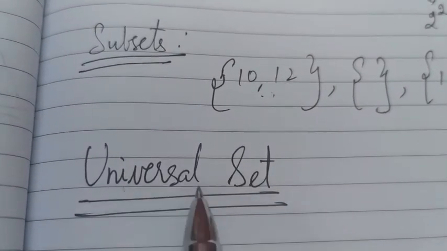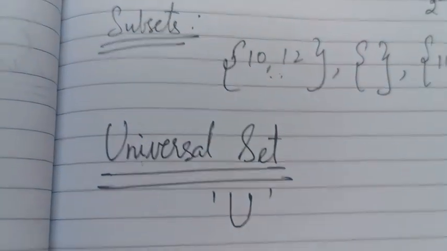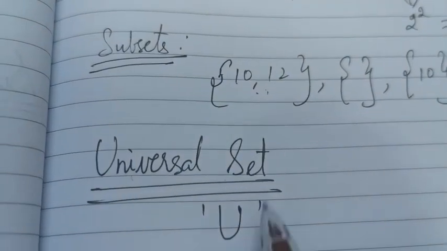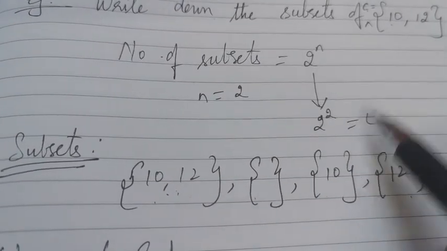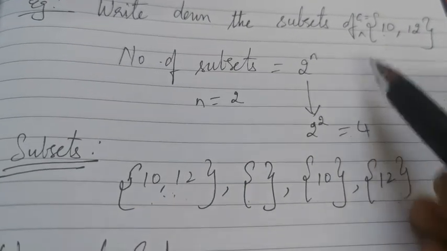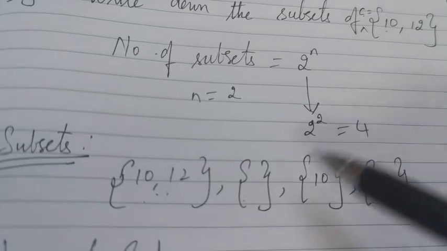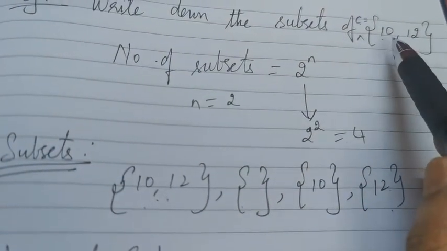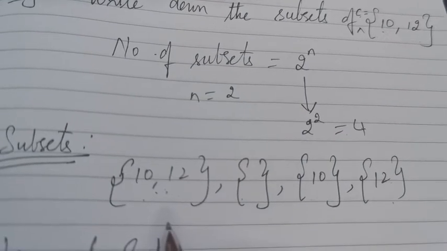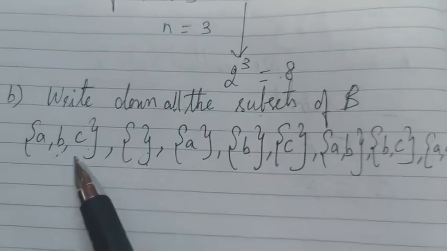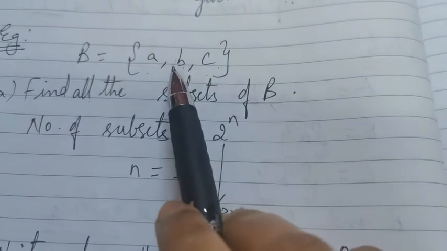Now let me tell you what a universal set is. A universal set is represented using this U. Let me explain it with an example. Let me take this set. Now these are all subsets. 10, 12 and the empty set are all subsets of the given set C. Therefore, the set which gives us the subsets, the source of the subsets, is the universal set. So in this case, C equal to 10, 12 is the universal set of these 4 subsets. In the first example which we saw, we got 8 subsets. These 8 subsets were formed from the set B. Therefore, set B is the universal set.